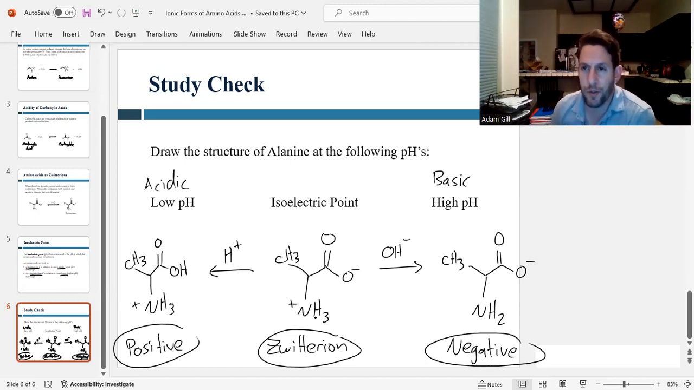And that's pretty much the whole concept of this video, right? Amino acids, because they have an amine and an acid group, in a neutral pH, they exist as the zwitterion, both positive and negative. In an acidic solution, it's overall positive, specifically on the nitrogen. And in a basic solution, it's overall negative, specifically on the carboxylate.